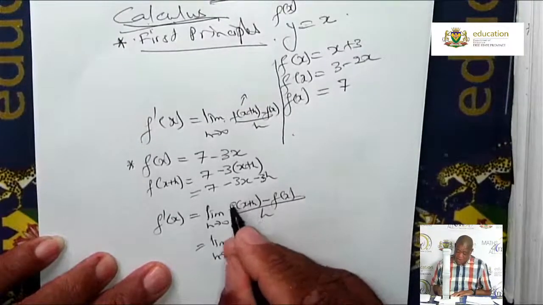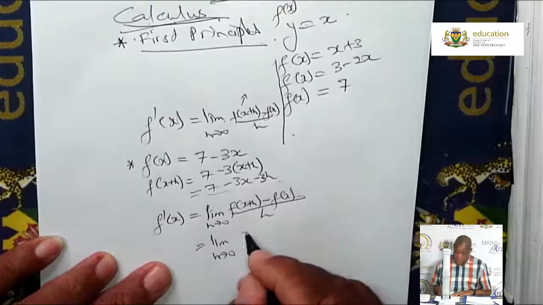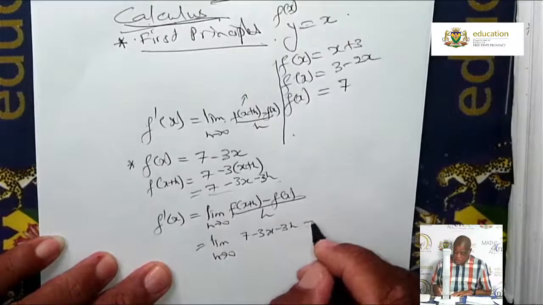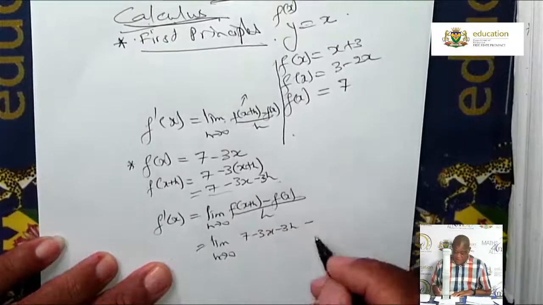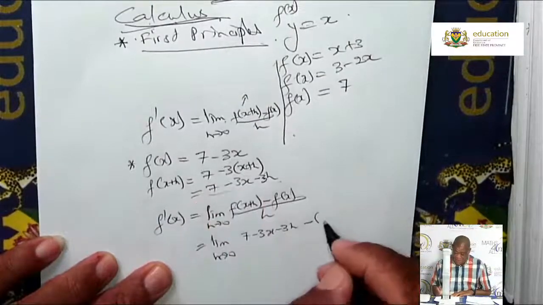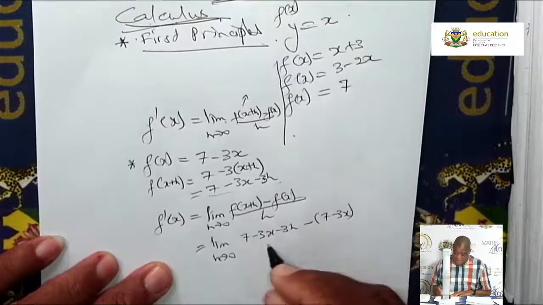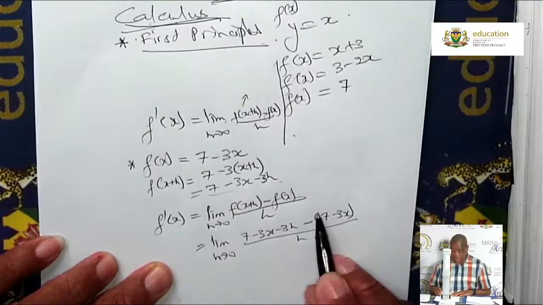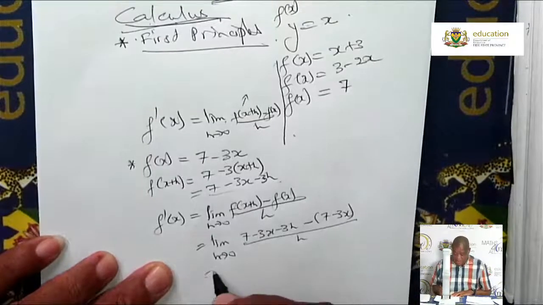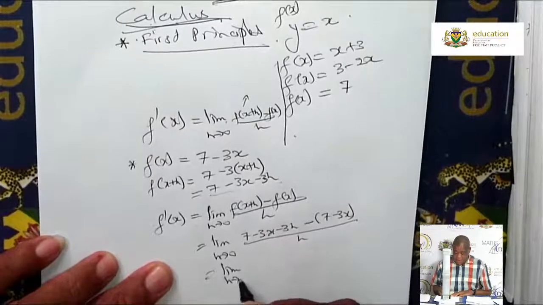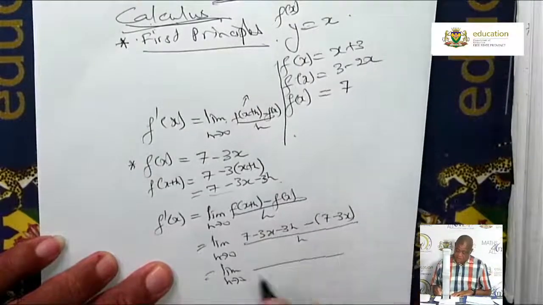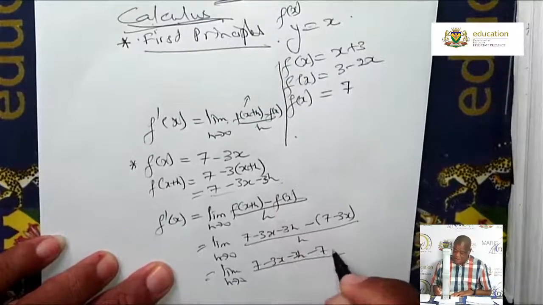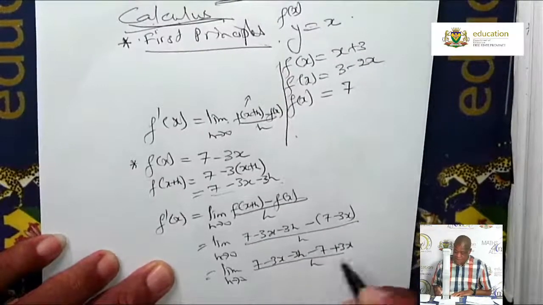Now what is the f at x plus h? Write what you got over there: 7 minus 3x minus 3h. Subtract. What are you subtracting? F at x. What is our f at x? Our f at x, as it's given, is 7 minus 3x. That's all over h. It's very wise to put brackets there, or else, if you don't put brackets, make sure that we have multiplied by that negative already. The limit as h approaches 0 of 7 minus 3x minus 3h minus 7 plus 3x all over h.